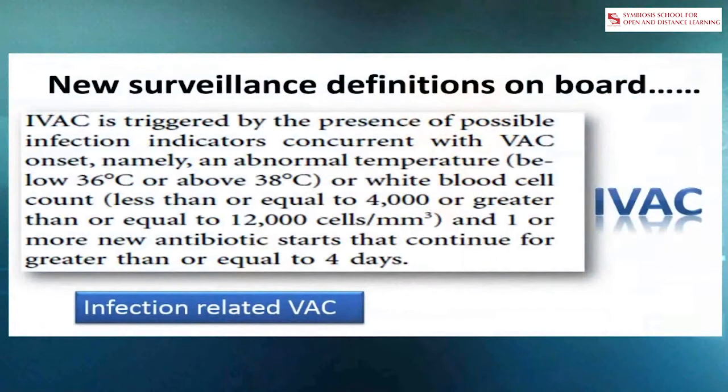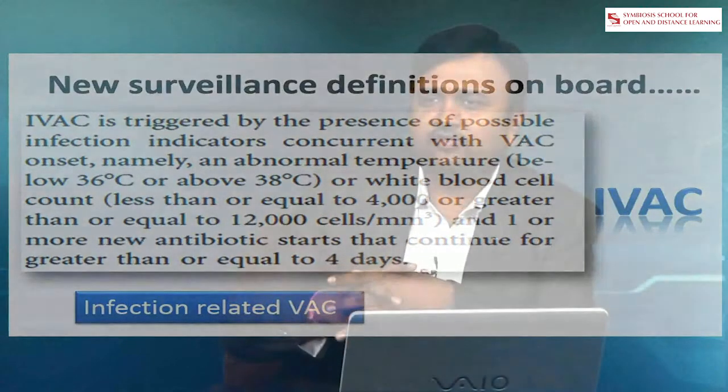So infection related ventilator associated condition is triggered by the presence of possible infection indicators concurrent with the VAC onset, namely an abnormal temperature. Of course you are going to see that the patient has fever, and the white blood cell count is greater than 12,000 or lesser than 4,000, and one or more new antibiotic starts that continue for greater than or equal to 4 days. So basically anything requiring antibiotic use for more than 4 days, or the patient has fever or hypothermia, higher counts or lower counts. So that is infection related VAP.